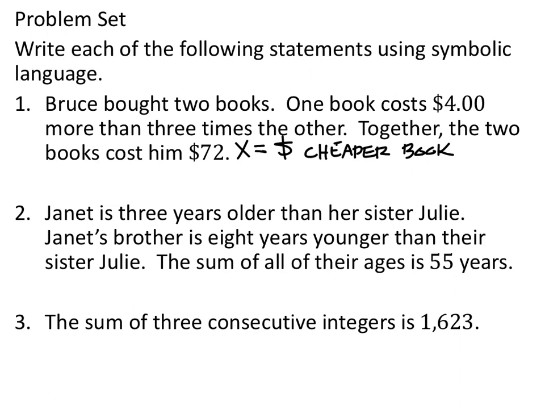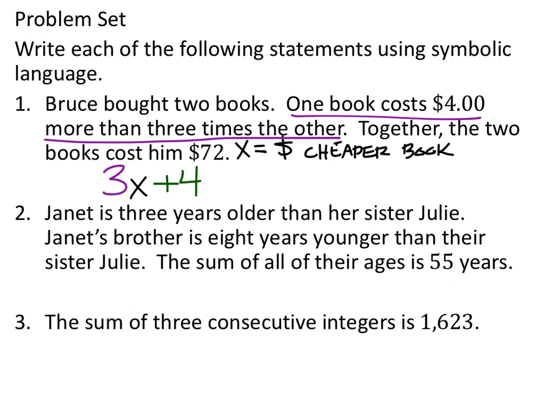So, just based on this one statement, one book cost $4 more than 3 times the other book. That means I have to take 3 and multiply it by the other book, which would be the cheaper of the 2. And it's $4 more than that, so we have to add $4 to that. Now that's just the cost of the more expensive book.